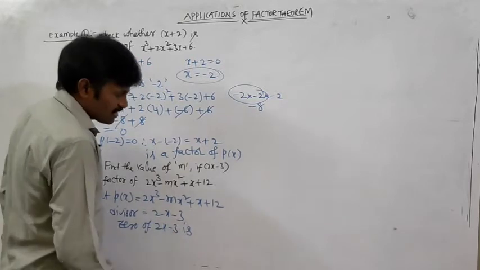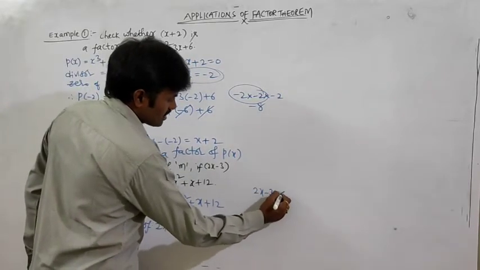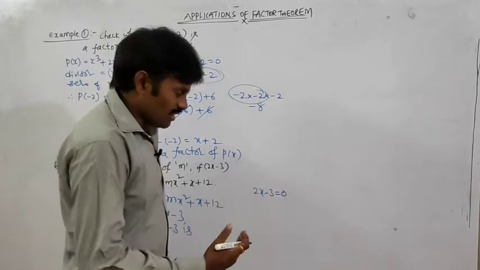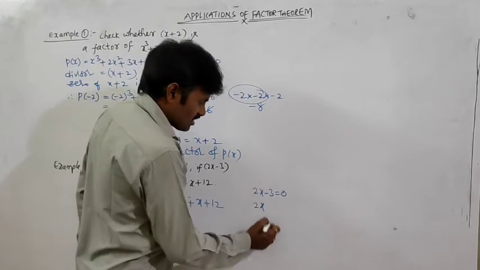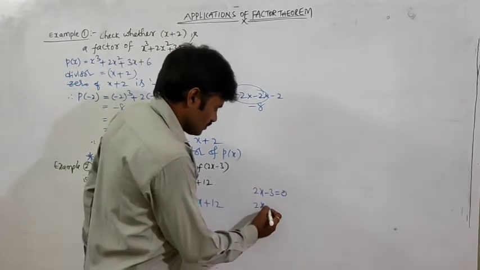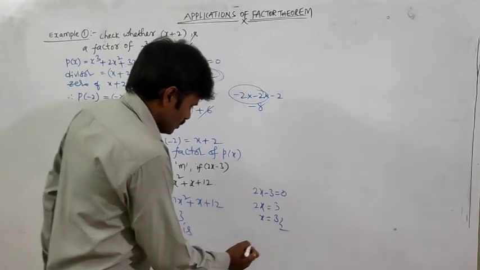What is the zero of 2x minus 3? Same rough work. See, 2x minus 3 is equal to 0. Then find out, try to get the x value. We already solved in 8th class how to find the solution of a linear equation in one variable. So 2x is equal to 3, so x is equal to 3 by 2.